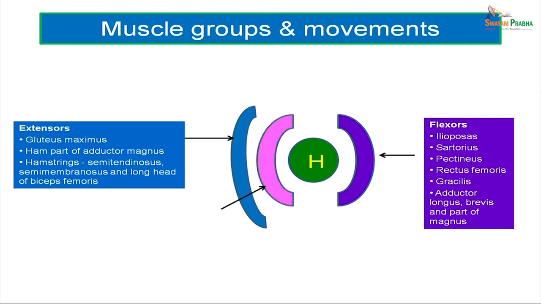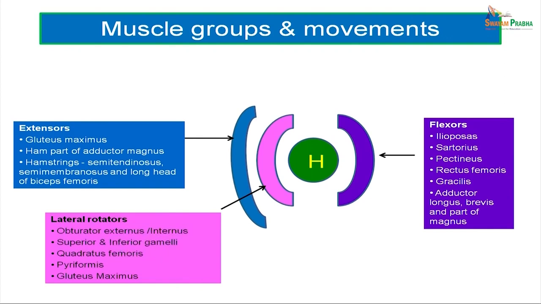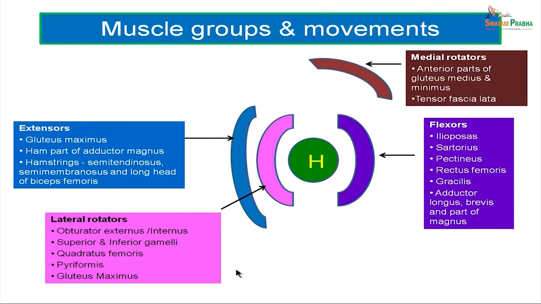Deeper to the extensors are placed the lateral rotators, which include the obturator externus, the obturator internus, the superior and the inferior gemellus, the quadratus femoris, the piriformis, and the gluteus maximus. On the anterosuperior part of the hip joint are placed the medial rotators, which include the anterior part of gluteus medius and minimus, and the tensor fascia lata.